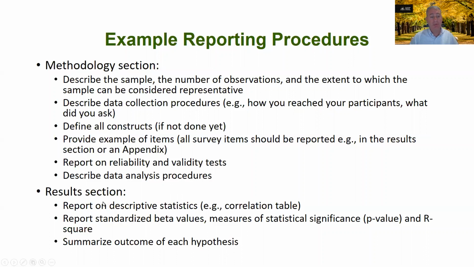And finally, in the results section, report first on some descriptive statistics. For example, a correlation table between the main constructs, not the items, but the constructs will be very useful, and report the results in terms of the measurements that are quite common, beta values, R-squared, and so on, and tell us what the conclusion is in the results section about each hypothesis, whether it has been supported or not.